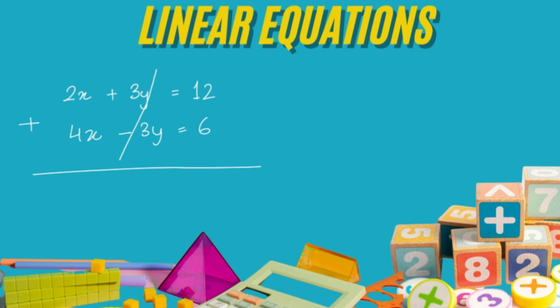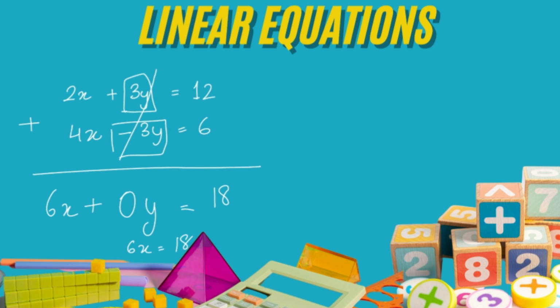So let's go ahead and add the two equations, watch closely. 2x plus 3y is equal to 12 and the second equation is 4x minus 3y is equal to 6. Notice that 3y and negative 3y cancel each other, so we get 0y. When we add 2x and 4x, we get 6x, and when we add 12 plus 6, we get 18. Now we have 6x is equal to 18.